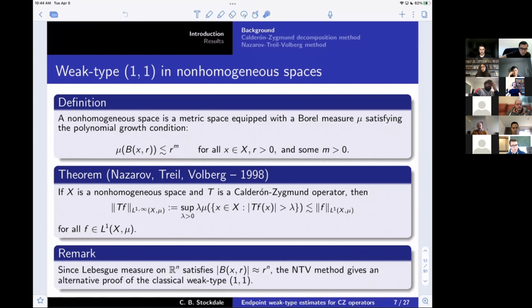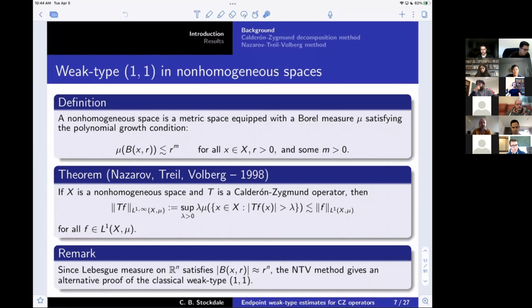Okay, so I want to describe these two proofs that I mentioned first, and then we'll talk about some applications and some results. So the first observation is, since the Lebesgue measure on Rn, just the classical setting, the Lebesgue measure of balls is comparable to the radius to the dimension. In particular, Lebesgue measure satisfies both the doubling property and the polynomial growth condition. So both of these methods make sense in the classical setting of Lebesgue measure on Rn.